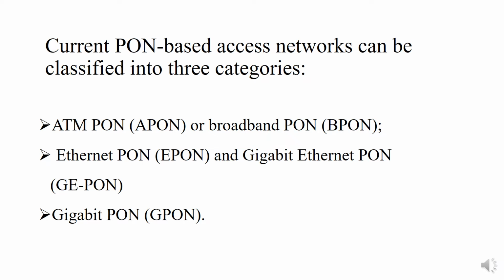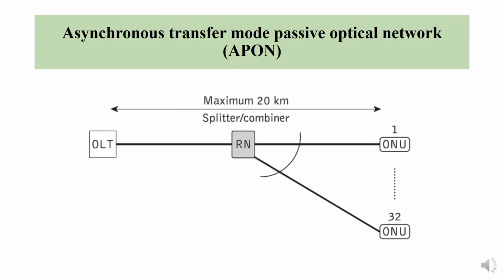Current PON based access networks can be classified into three categories: ATM PON or broadband PON, Ethernet PON, and gigabit PON. Asynchronous transfer mode passive optical networks are also called APON. The figure shows APON with 1 cross 32 splitters at a remote node covering a maximum distance of 20 kilometers.